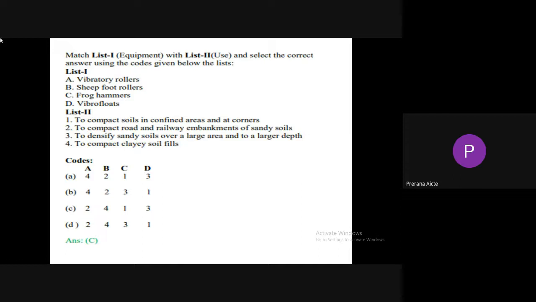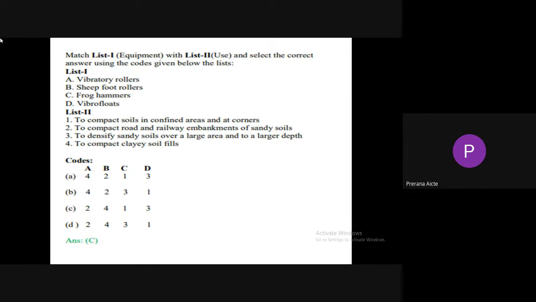A is for 2. So vibratory rollers compact road and embankment of sandy soils. So vibratory rollers are suitable for sandy soils. Next, sheep foot rollers. It is for 4, to compact clayey soil fields. So sheep foot rollers are used for compaction of clayey soils. Next, C. C is for 1, to compact soils. Frog hammers are used to compact the soils in confined areas and at corners.